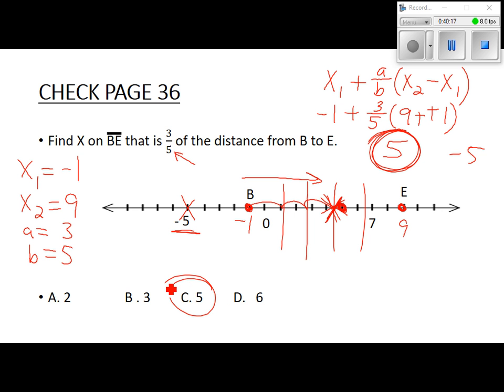Where do you think they got the 2 from? Instead of 3 out of the 5 parts, it probably went one out of the 5 parts. 3 is right about here. It probably went 2 out of the 5 parts. And then 6 is out here. It went maybe 4 out of the 5 parts. You're using this formula. And again, just make sure that your answer makes sense if you're on that number line.